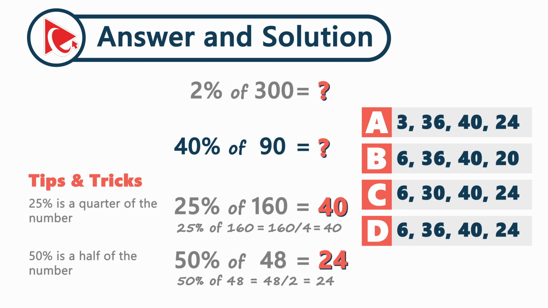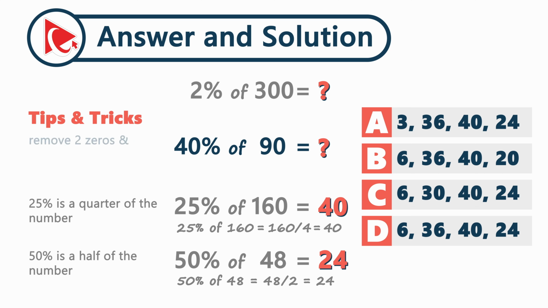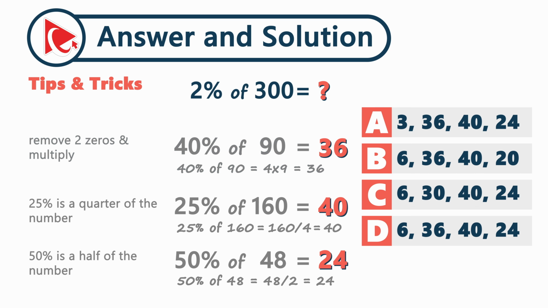What is 40% of 90? To solve this problem, we need to drop 0 from both numbers. 40 multiplied by 90, after dropping the zeros, would be 4 multiplied by 9 and would equal 36. And then the last one is 2% of 300. We solve it exactly the same way as the previous one. We need to drop 2 zeros and multiply the numbers. 2 doesn't have any zeros, but 300 has 2 zeros. So 2 multiplied by 300 would be converted to 2 multiplied by 3 and would equal 6.